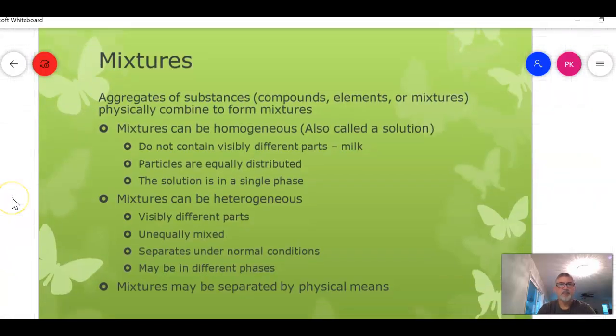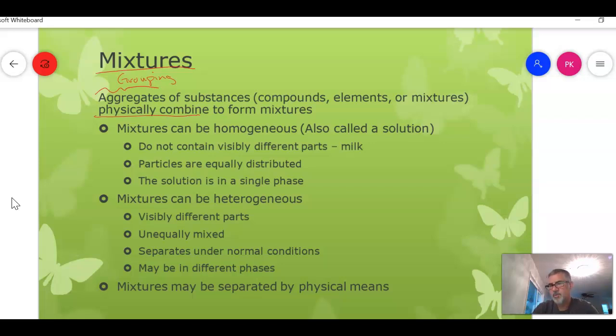So mixture is an aggregate. An aggregate simply means grouping. A grouping of substances, compounds, elements. Mixtures are physically combined to make mixtures. So they're not bonded, they're just together, right?